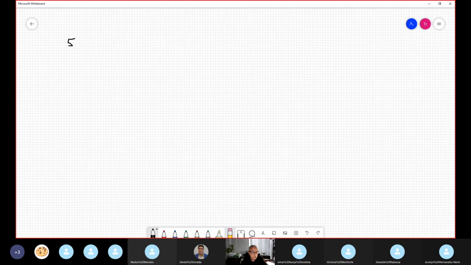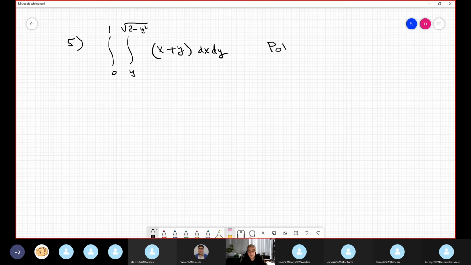Okay, number 5 question. You evaluate the double integral again, of 0 to 1 in y, and y to square root of 2 minus y squared in x. The integrand function is x plus y, and the order of the integration is dx dy. Then you go to polar coordinates, convert to polar coordinates.